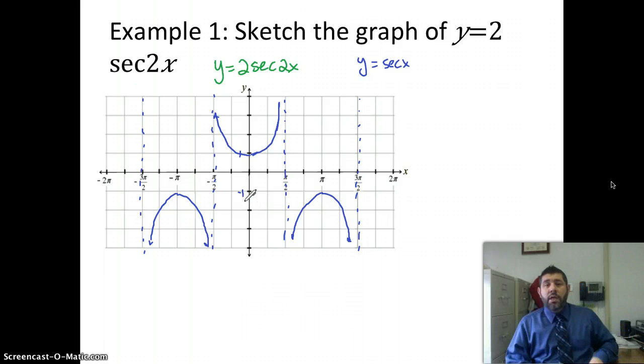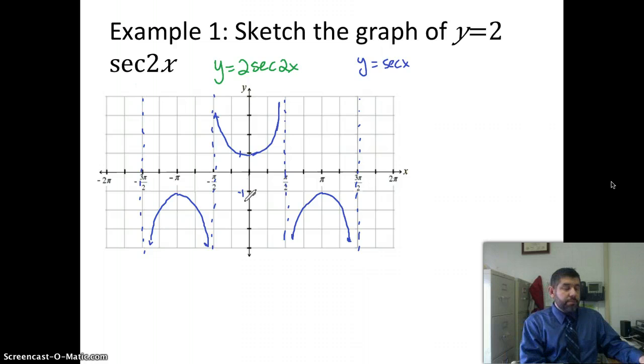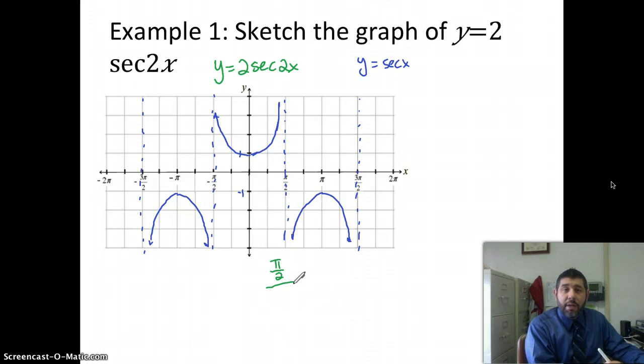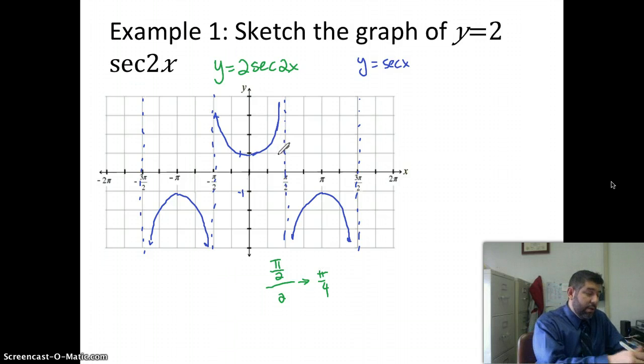But what I want to do first is I want to change the period. So remember from the tangent and cotangent curve that to change the period, we took the vertical asymptotes and we divided by b, and we're going to do the same thing here. So we're going to take the vertical asymptotes and divide by b, and in this case b is 2. So that's going to give us pi over 4. So that's going to be our first one. And I'm going to get rid of the secant graph here.